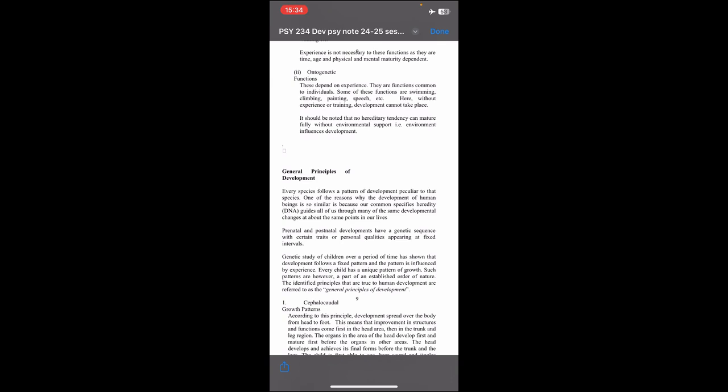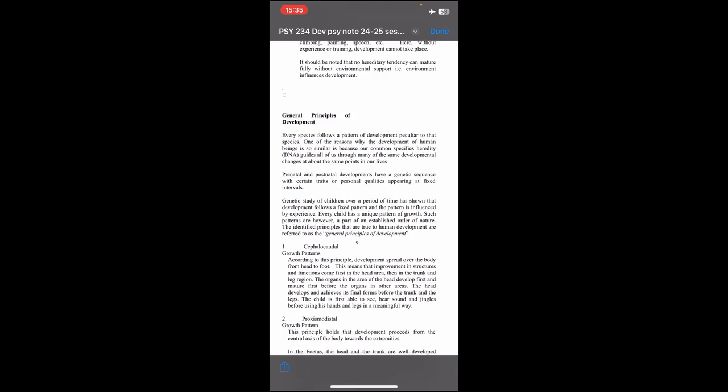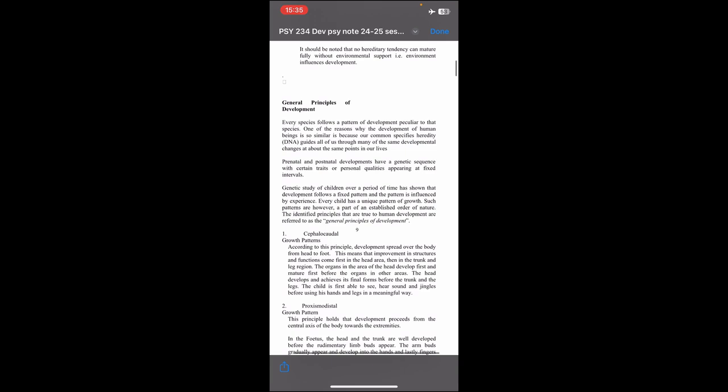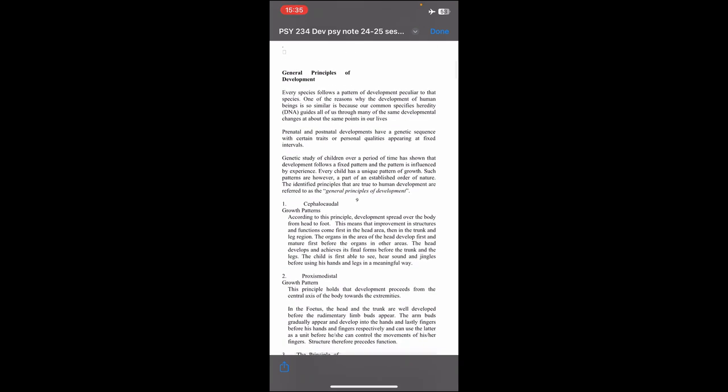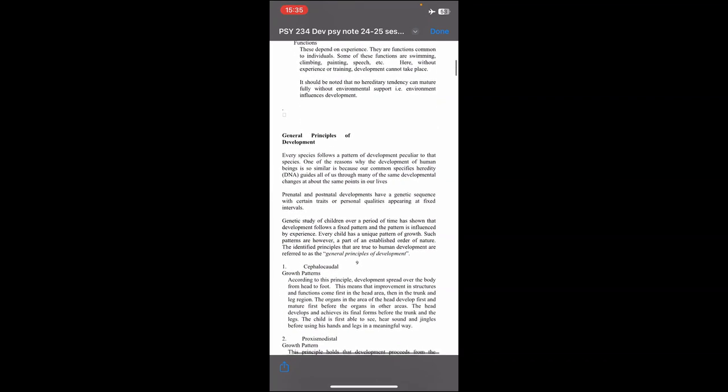It should be noted that no hereditary tendency can mature fully without environmental support. So I've explained that. So now we are moving into general principles of development. I hope you understand. You can answer me.